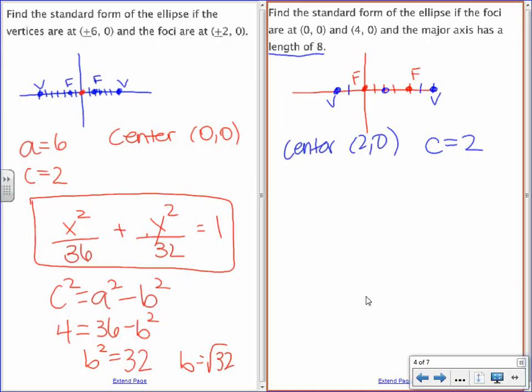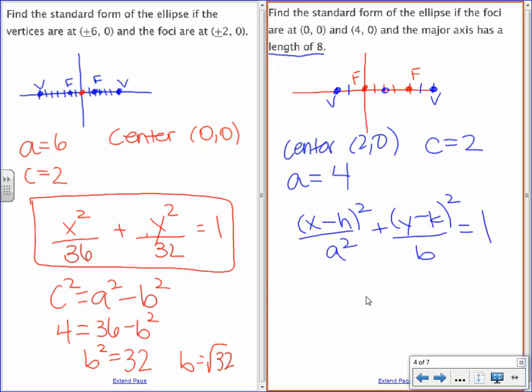Good. So that tells you what about the information that we need to write the equation? If we place our vertices there, then we know what value a is. And so a would be 4, right? Okay. Pod 3, one more thing we know about our ellipse. What kind of an ellipse is it? Horizontal. Great. So we know we have (x minus h) squared, (y minus k) squared, and since it's horizontal, a squared goes with the x.